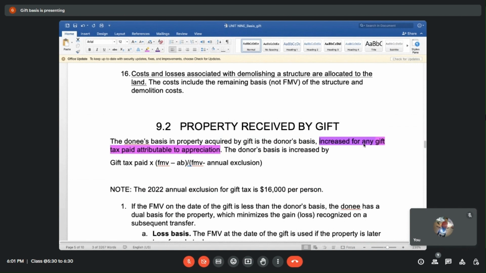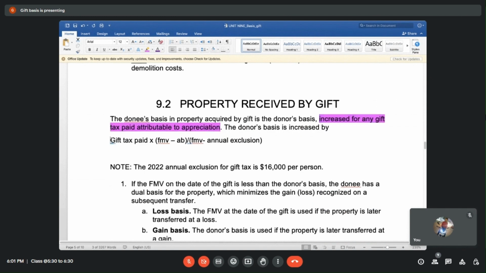Okay, and that value gets added to the donor's basis. We'll go over that. This is an example. This is a formula that they have put up: fair market value less adjusted basis, divided by fair market value minus annual exclusion.